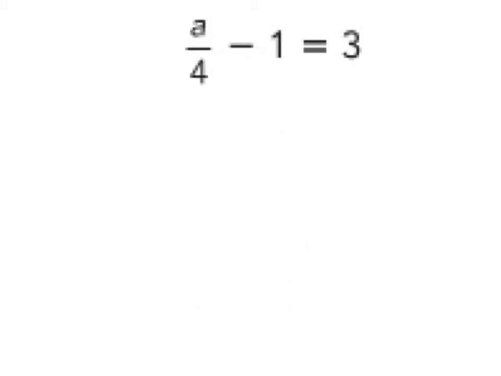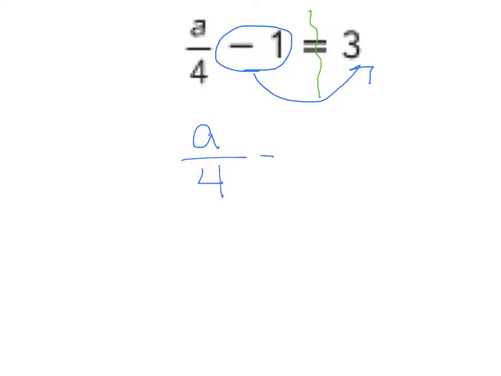For this next one, we're going to do the same thing. We're going to draw the wall, and first we want to get rid of this -1, take it to the other side. So then we're left with a over 4 equals 3 plus 1. If we simplify that, that's a over 4 equals 4. So the question is, what divided by 4 equals 4?